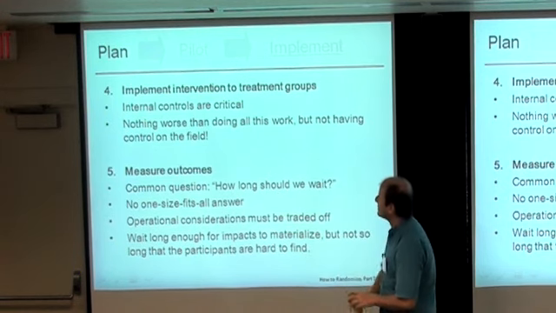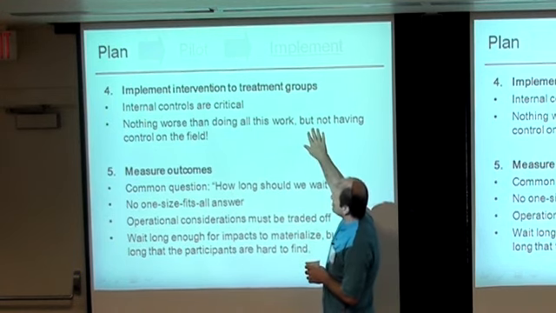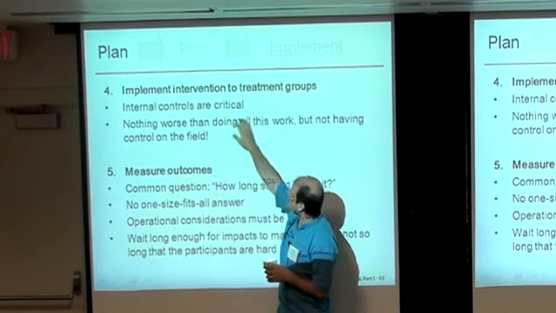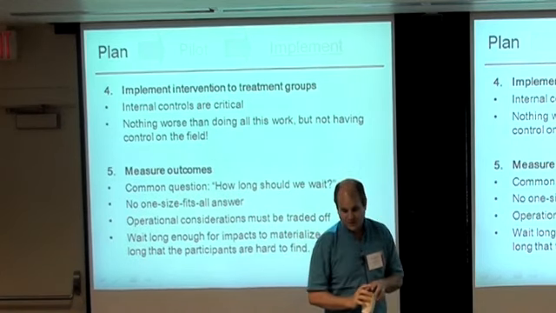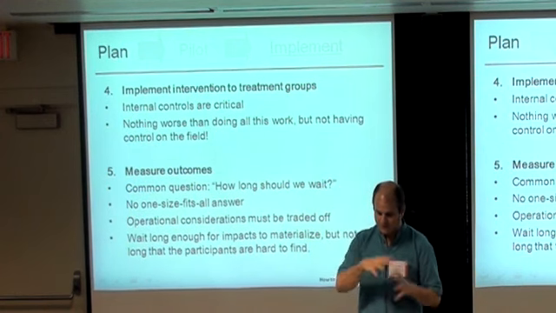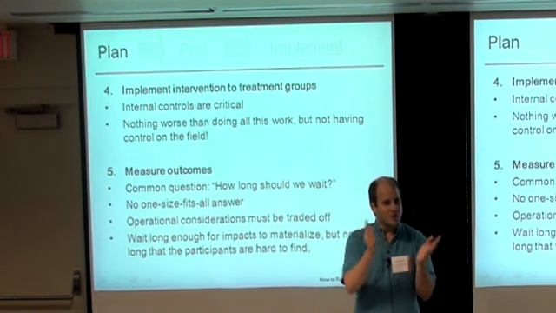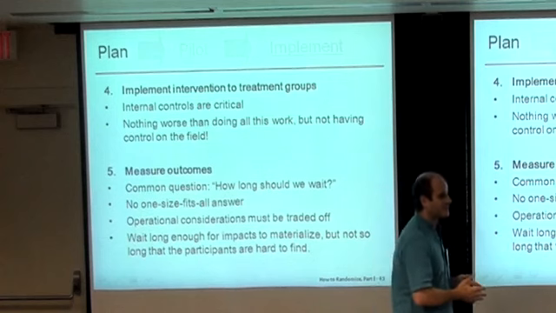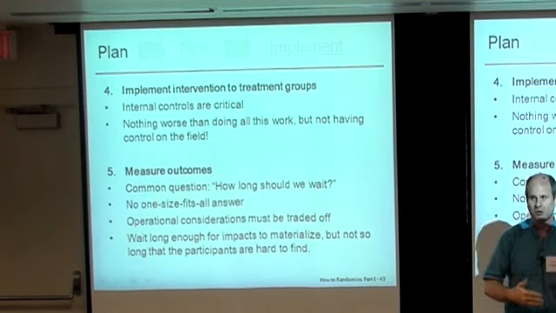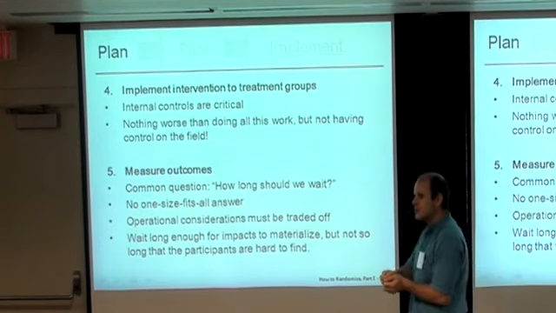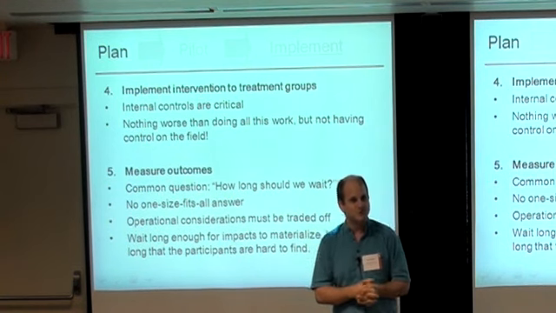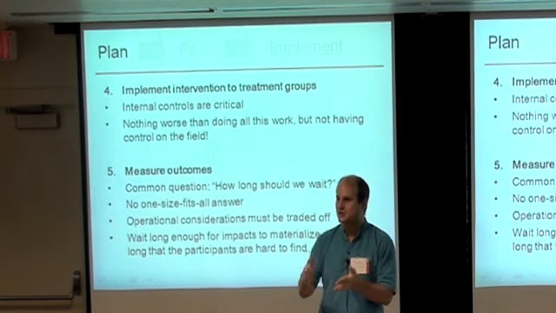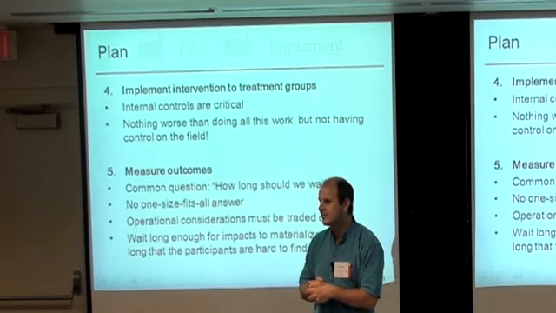Then the next phase is implementation of the intervention to the treatment groups, and this is where internal controls can be really critical. There's nothing worse than doing all of this work, doing all these surveys, and then not having the right control in the field to be working with the individuals from the organizations that are delivering services to make sure that things happen the way they're actually supposed to happen, right?